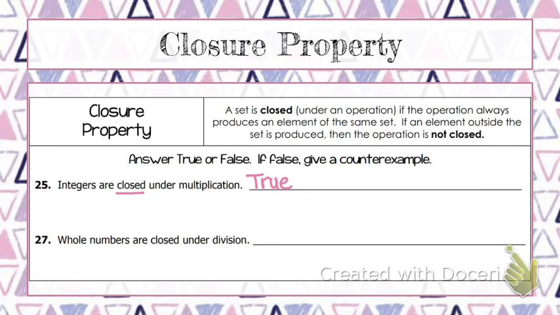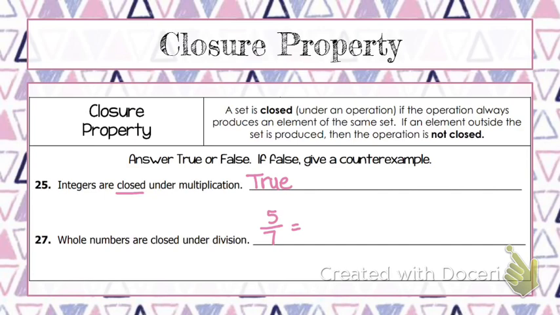So let's look at number 27. Number 27 says that whole numbers are closed under division. This is suggesting that if I take any whole number divided by any other whole number, I will only get a whole number. So let's think of two random whole numbers. Remember, whole numbers start at 0 and then include all positive integers. So if we took 5 and divided it by 7, this does not equal a whole number. This is going to give us a decimal.